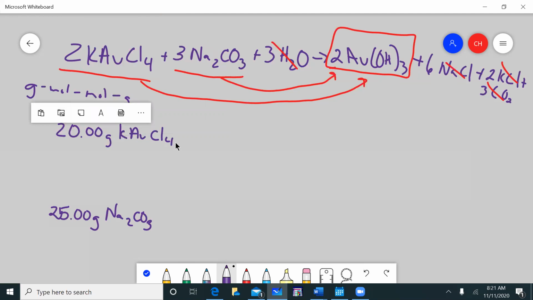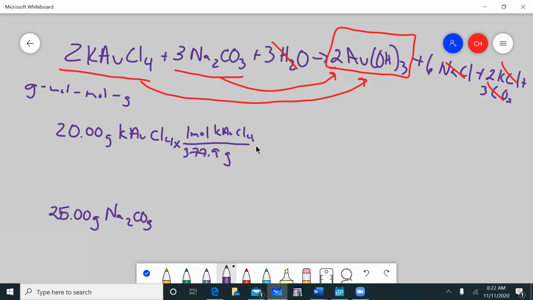Okay, that's how we hop when we're doing stoichiometry. We're in grams. So first thing is to get this bad boy into moles. So 1 mole of the KAuCl4 is equivalent to 377.9 grams. So this thing is heavy.